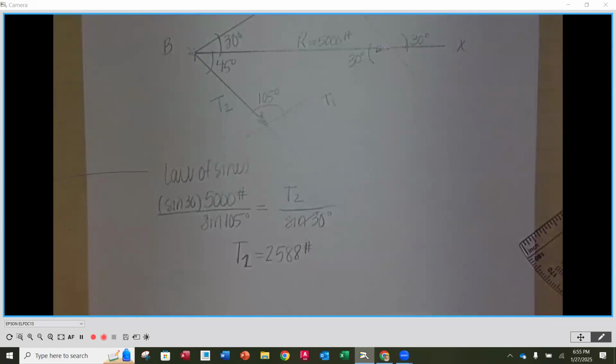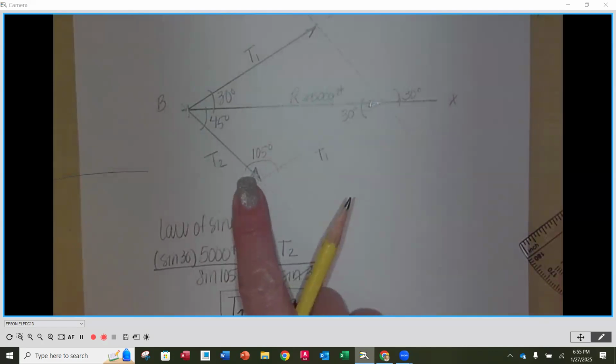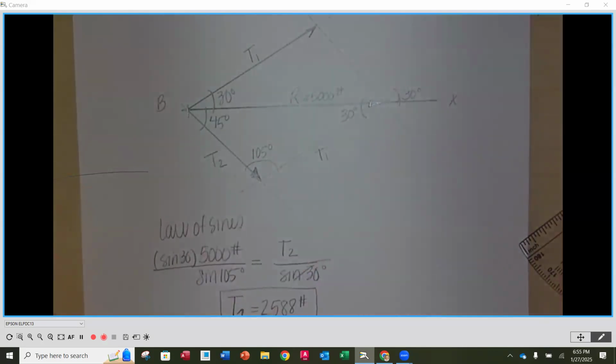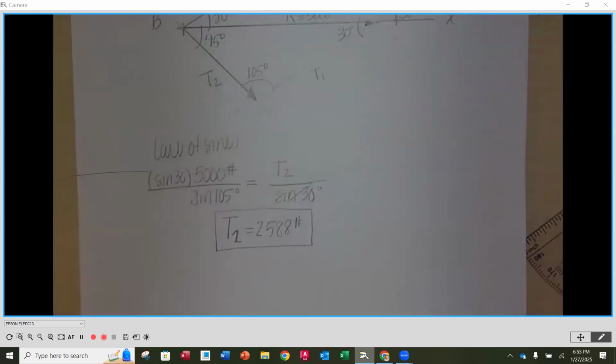In the book, they round to 3 significant digits, 2590. I would do 2588. I don't know why I feel better about that. Okay. So this is one of my answers. Now, the reason we don't need the direction or the angles is because it was given to us, right? We know that T2 is going down at 45 degrees. We just need to know the magnitude of T2, which is 2588 or 2590 pounds as stated in the problem.